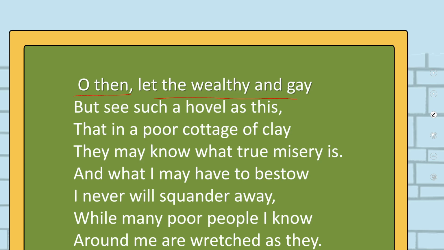Let the wealthy and gay but see such a hovel as this, that in a poor cottage of clay they may know what true misery is, and what I may have to bestow I never will squander away, while many poor people I know around me are wretched as they.